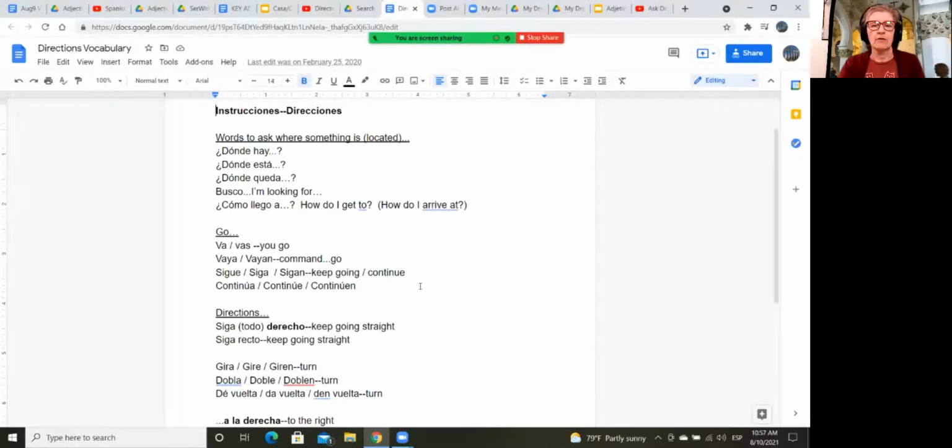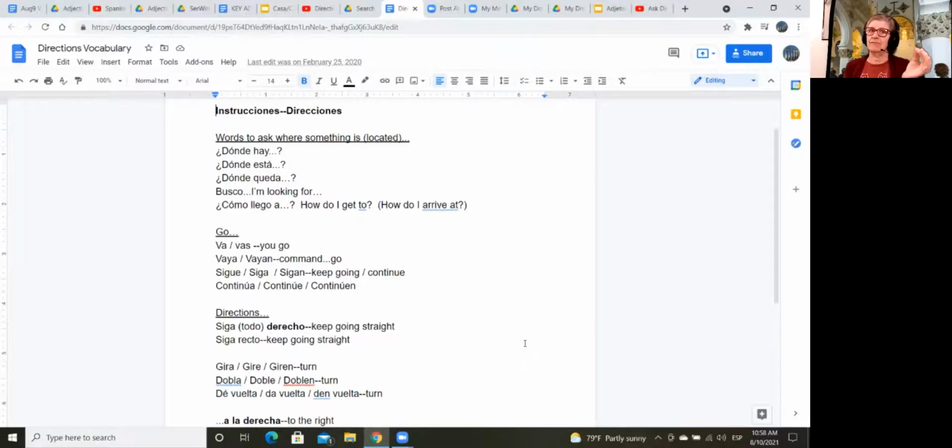Okay? So we're going to take a look at some vocabulary that you need for asking where stuff is. So let's look at our page now. Instrucciones or direcciones, all those words talk about instructions, directions. Words to ask where something is located. The question is going to be something like, ¿Dónde hay? Where is there? Like, ¿Dónde hay una farmacia? Where is a pharmacy if you need to buy medicine? Okay. ¿Dónde está? Asks where is something located.